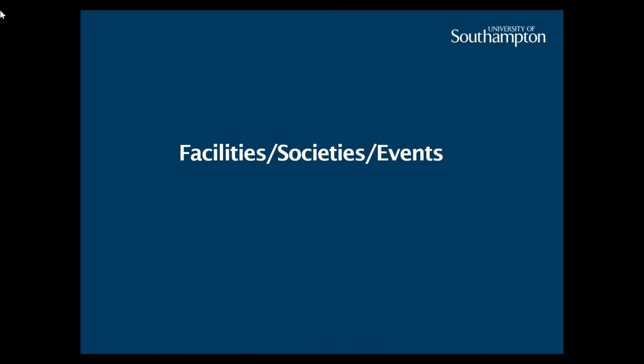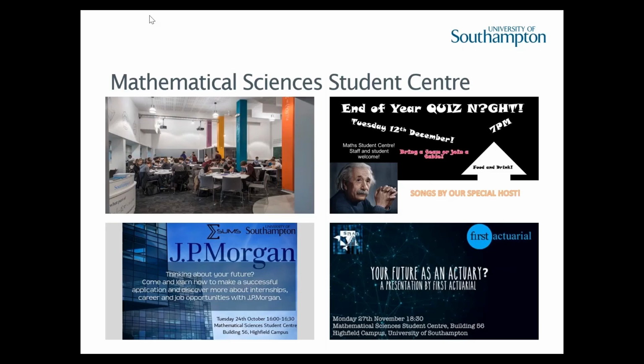Okay, let me tell you a bit about the facilities, events, and the Student Society for Actuarial Science at Southampton. First of all, we have a lovely mathematical sciences student center where we use the space for a variety of activities: study, learning, social events. To give you some specific examples, in previous years, we used the space for active industry engagement like employer events. JP Morgan, First Actuarial, and many more visited us.